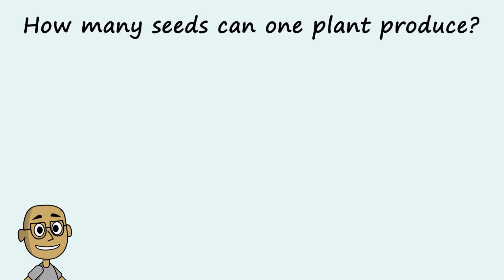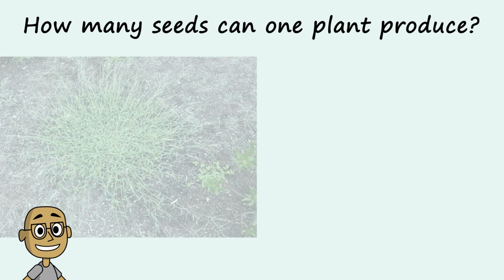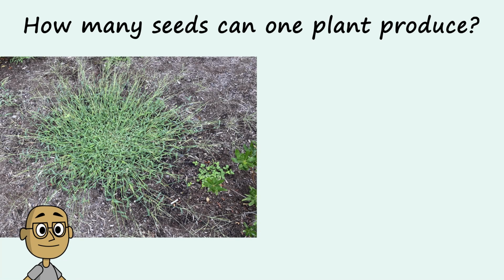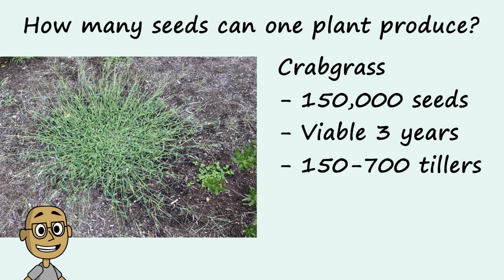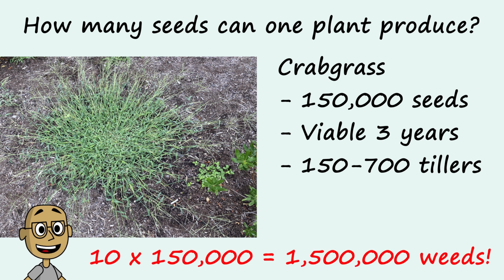How many seeds can one plant produce? Here's a picture of crabgrass, which can produce 150,000 seeds that remain viable for up to 3 years and can produce 150 to 700 tillers, which are each capable of growing new plants. This means if you have 10 crabgrass weeds that go to seed, then you could add up to 1.5 million weed seeds in 1 year. You can imagine how this number increases exponentially year after year if crabgrass is permitted to grow without intervention.